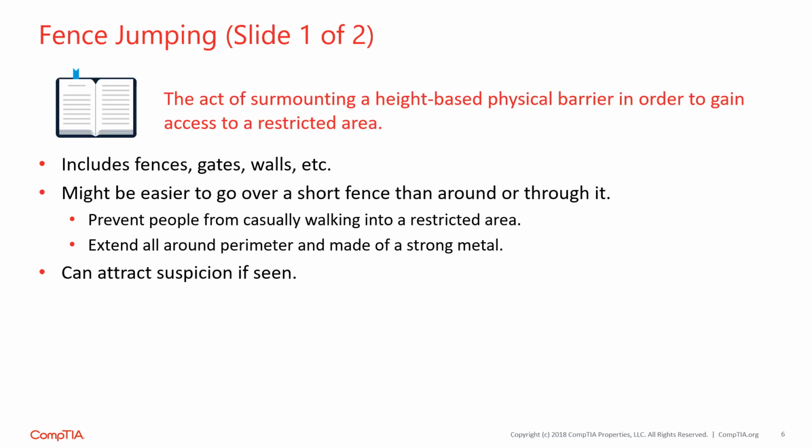Fence jumping is the act of surmounting a height-based physical barrier like a fence, gate, or wall in order to gain access to a restricted area. Depending on the barrier's height, you may find it easier to go over it than attempt to go around it or through it. For example, some fences are only 3 or 4 feet high and are designed to prevent someone from casually walking up to an area they shouldn't be accessing. The fence may extend all along the perimeter and is likely made of metal that is not easily bent or broken without the proper tools. Therefore, going over the fence could be the most viable option.